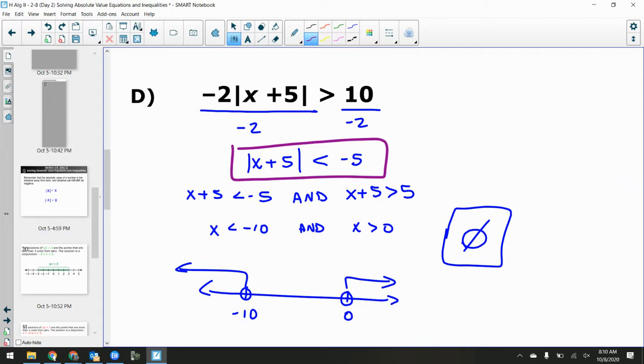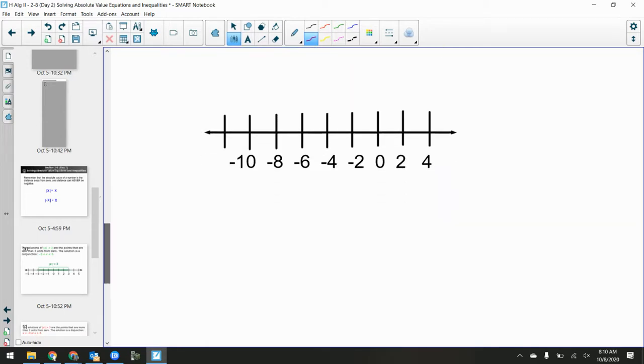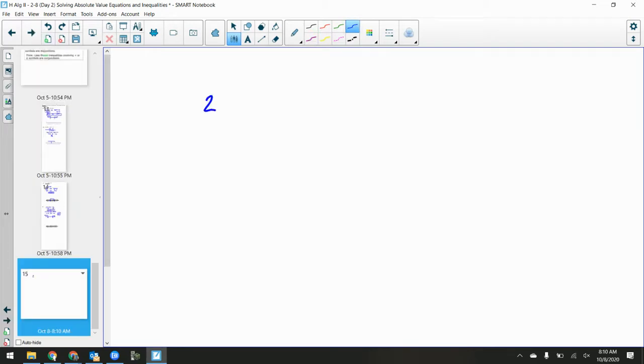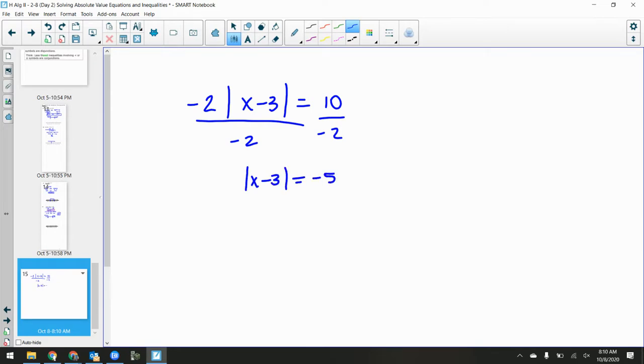Done. No solution. That also means, I know we don't have an example of it, but if I gave you an equation like this, let me get a new page, let's say -2 absolute value of x minus 3 is equal to 10. If I had to solve this equation, divide by -2, divide by -2, absolute value of x minus 3 is equal to -5. I can stop right there, because will an absolute value ever equal a negative number? No, no solution. There is no solution for that.